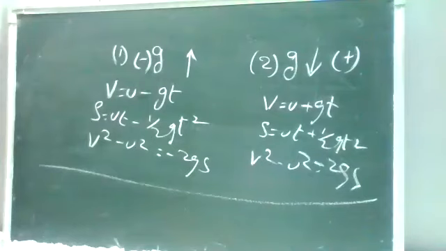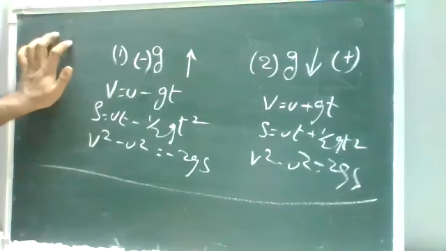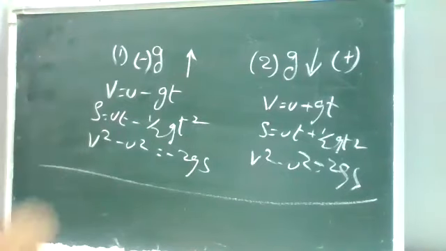U square is equal to 2GS. From this relation, we are going to do some sums. Then we'll see the graphs. Have you taken this one? You already know this relation, right? Take a question.